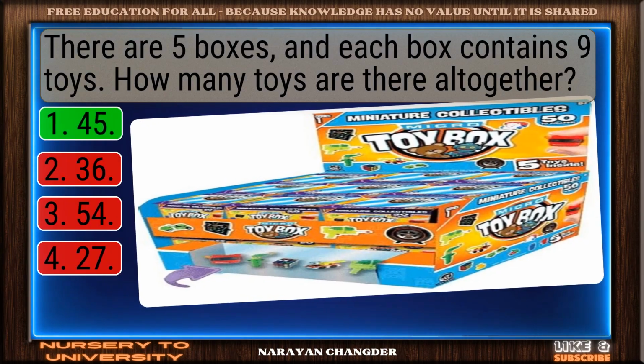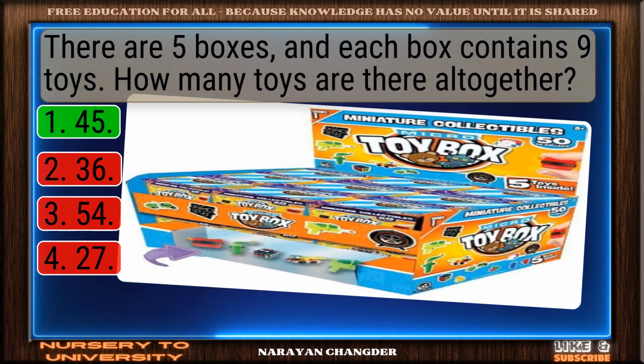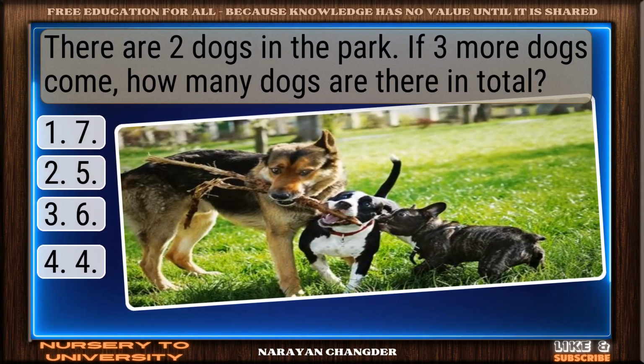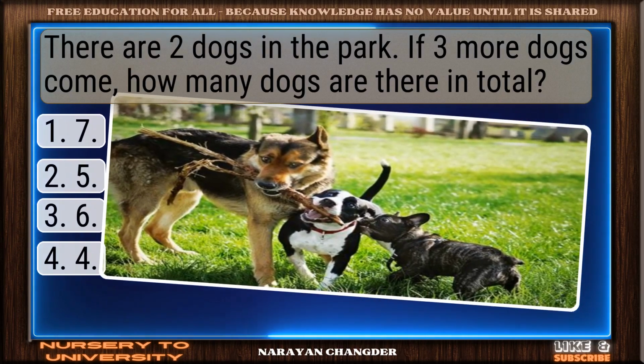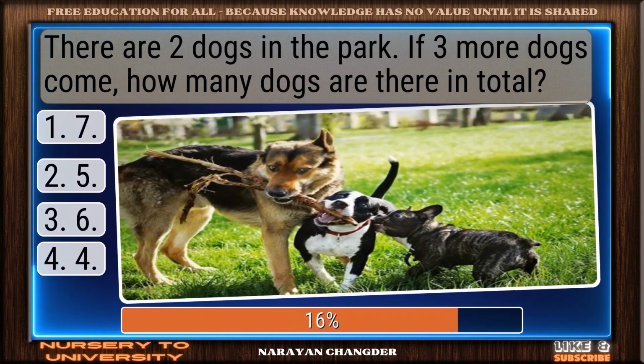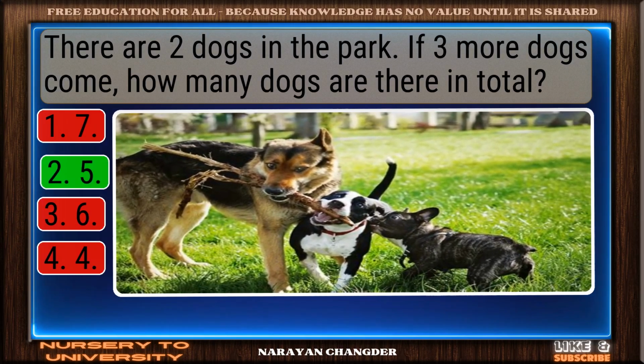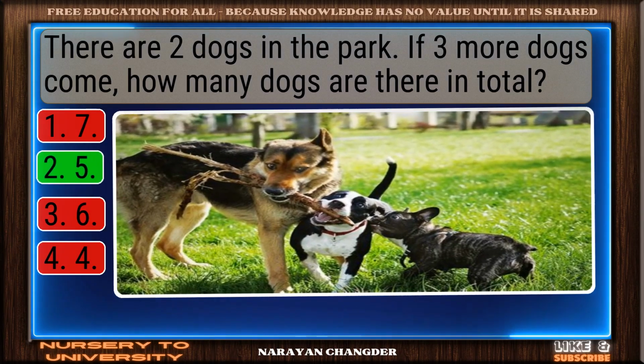Sharp thinking. 45 is the right choice. There are 2 dogs in the park. If 3 more dogs come, how many dogs are there in total? Correct. 5 is the right answer.